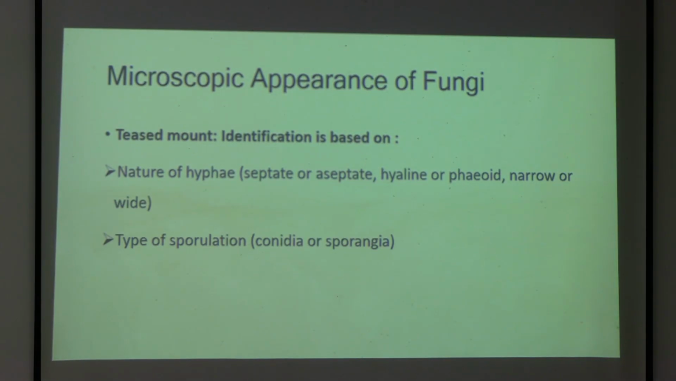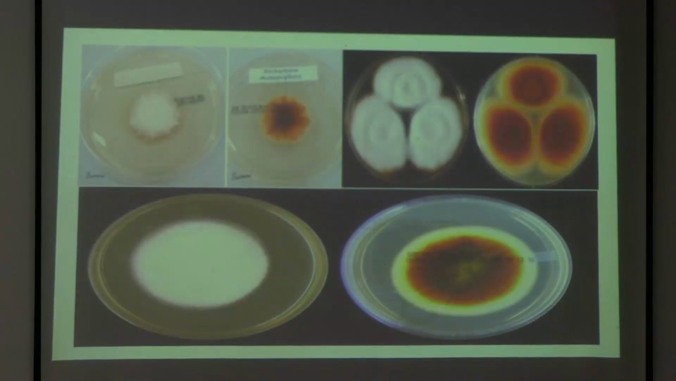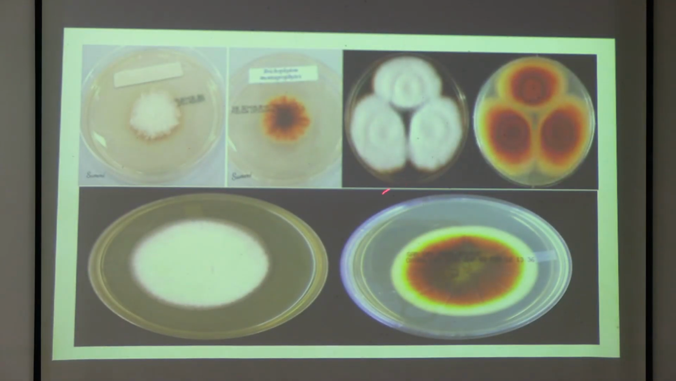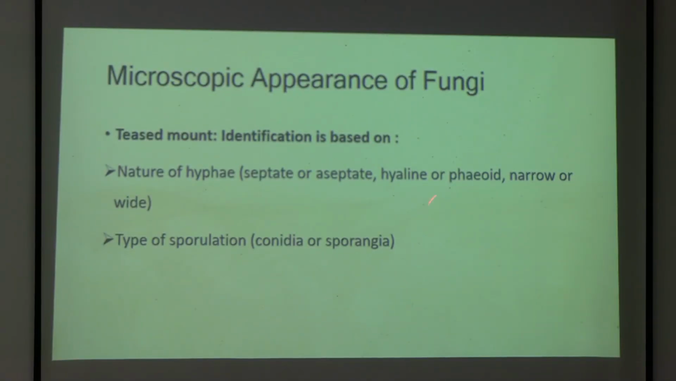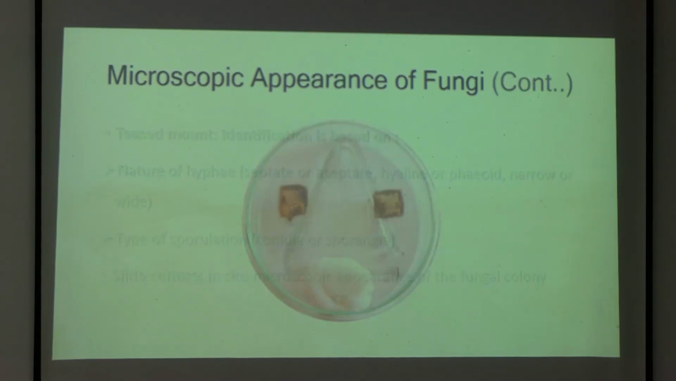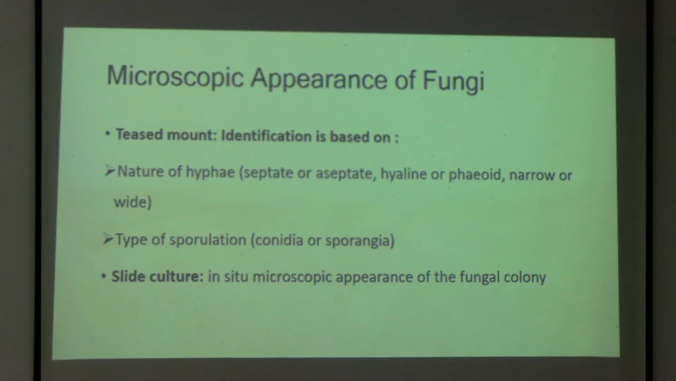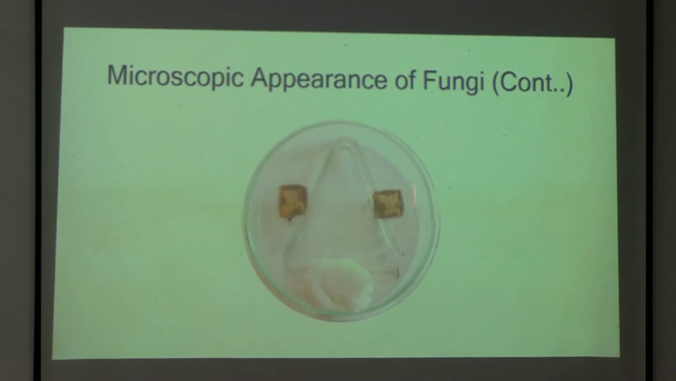I told you about it. Once it grows like this, we take the mold from here, tease it on a slide, put a drop of lactophenol cotton blue and see whether septae are there or it is aseptate, hyaline or phaeoid, narrow or wide. And we see what type of sporulation it is, conidia or sporangia. This is a type of culture, called slide culture.